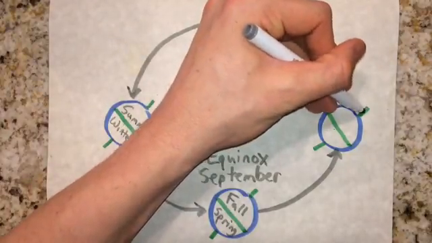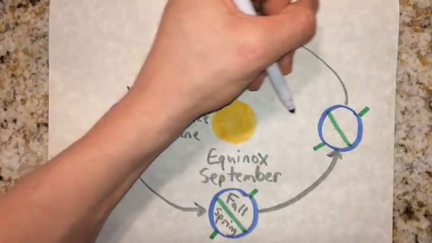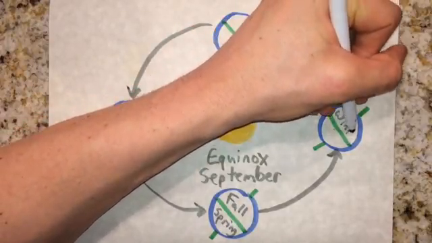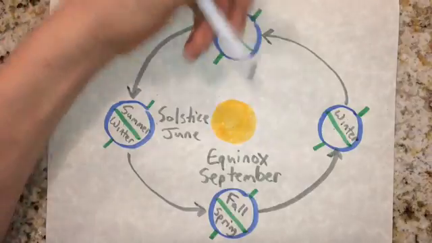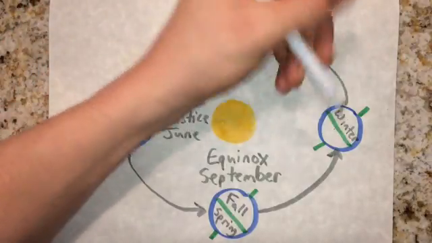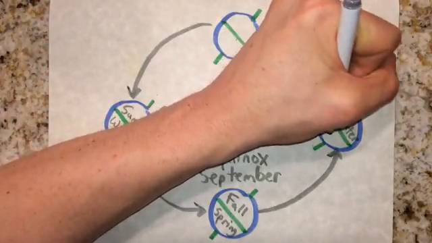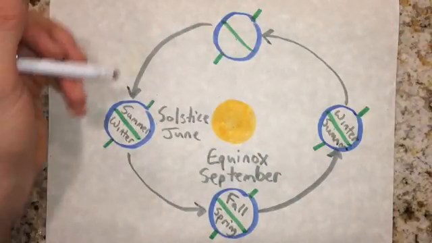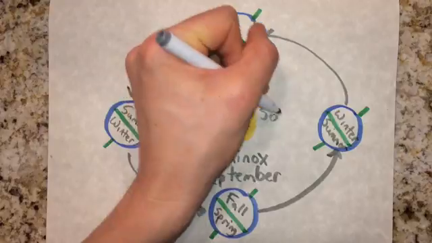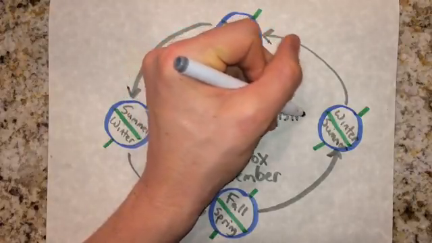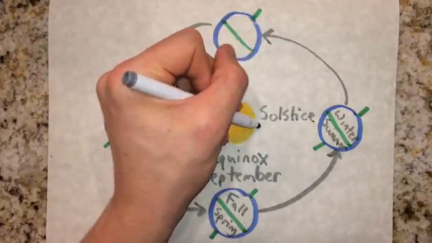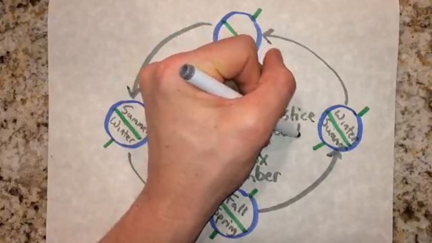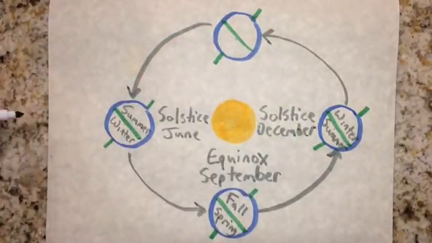The Earth continues to revolve, and now the northern hemisphere is angled away from the sun, meaning it receives a very low light intensity. This season is winter, while the southern hemisphere is receiving direct sunlight, making it summer, the opposite season. This is called a solstice, and again, that means sun stands still. In the southern hemisphere, this is the longest day of the year, and in the winter, this is the shortest day of the year. This happens in December.